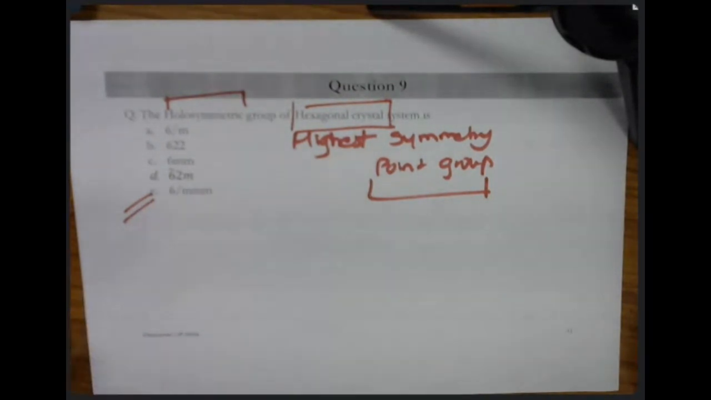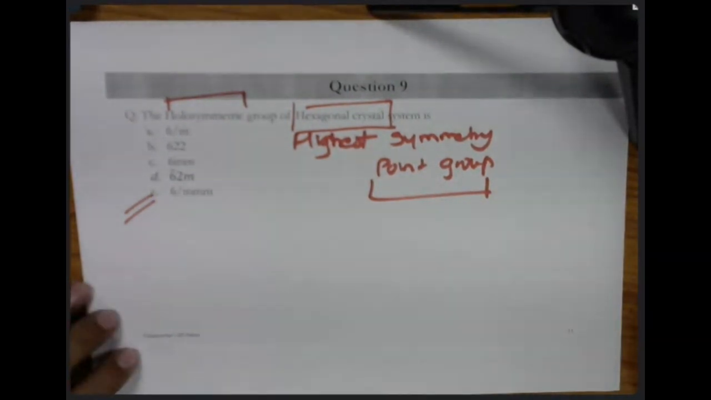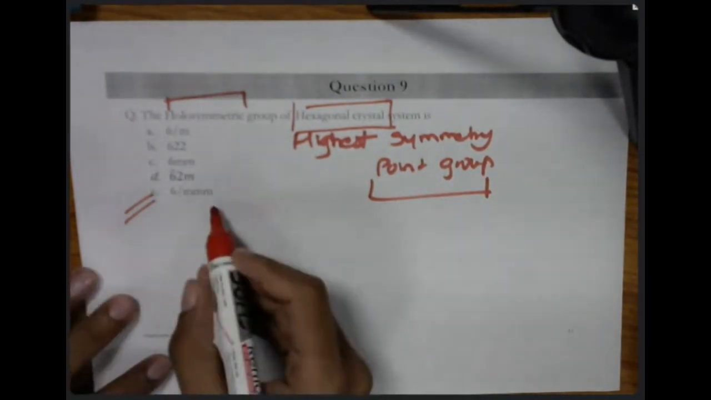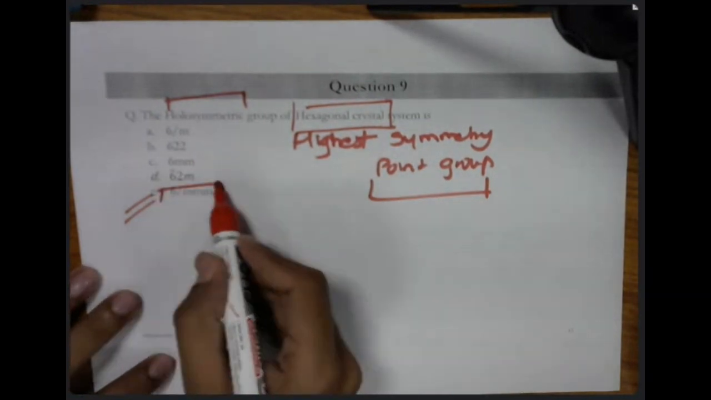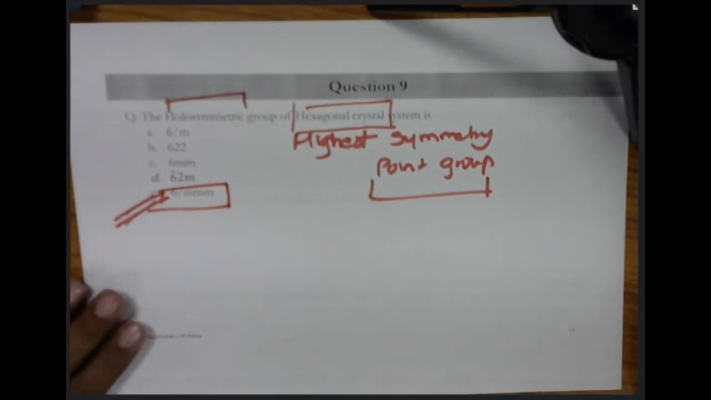It will have, I think, 6-fold rotation. Then there is a mirror, and then there is another mirror. So a total of 24 will be there. And this is the highest symmetry for our hexagonal crystal system.